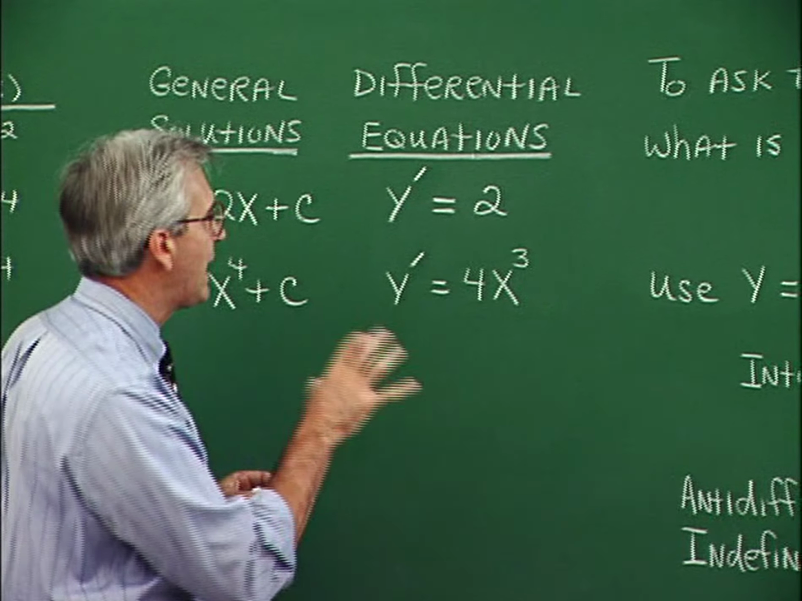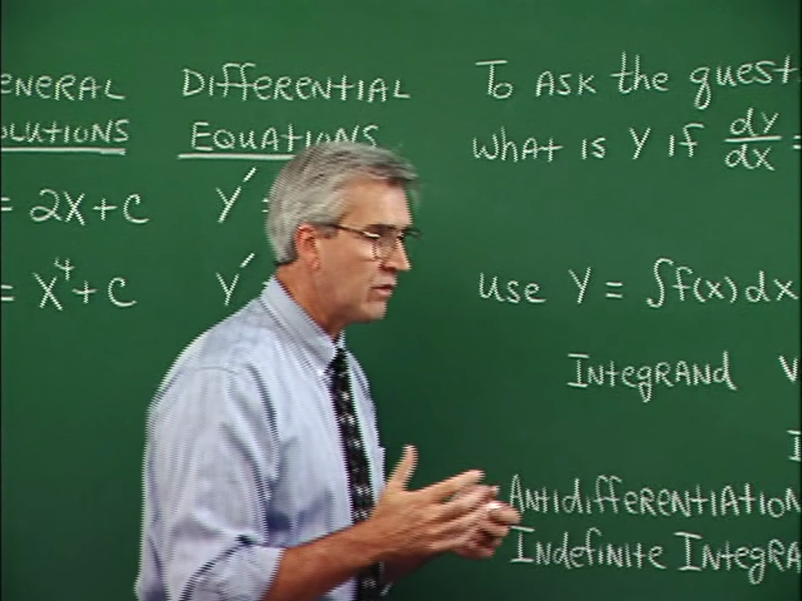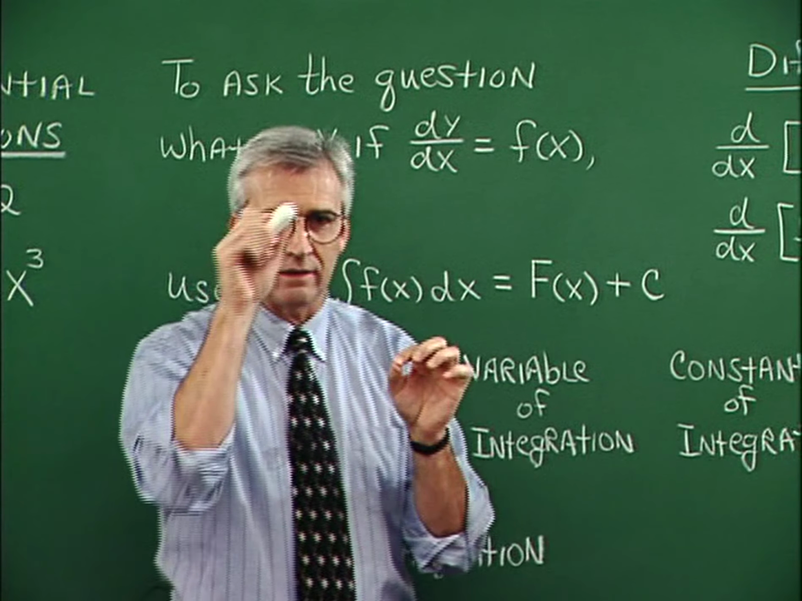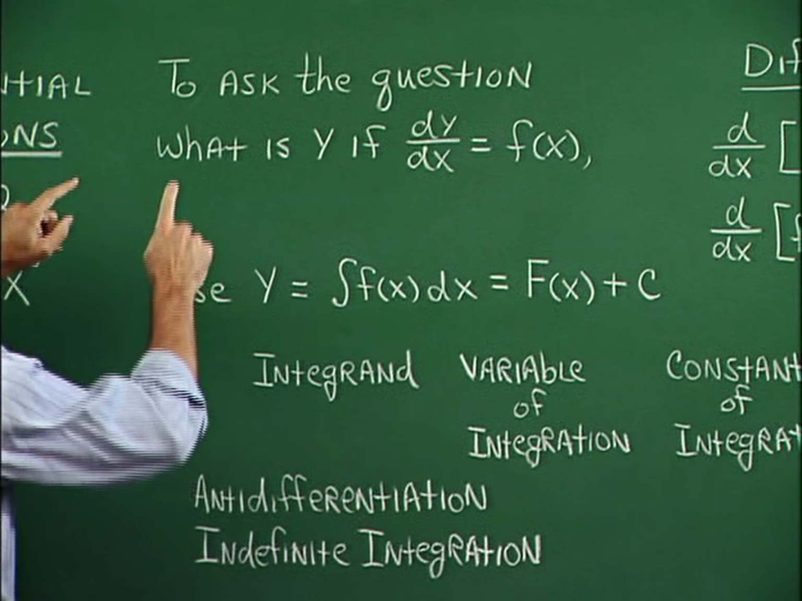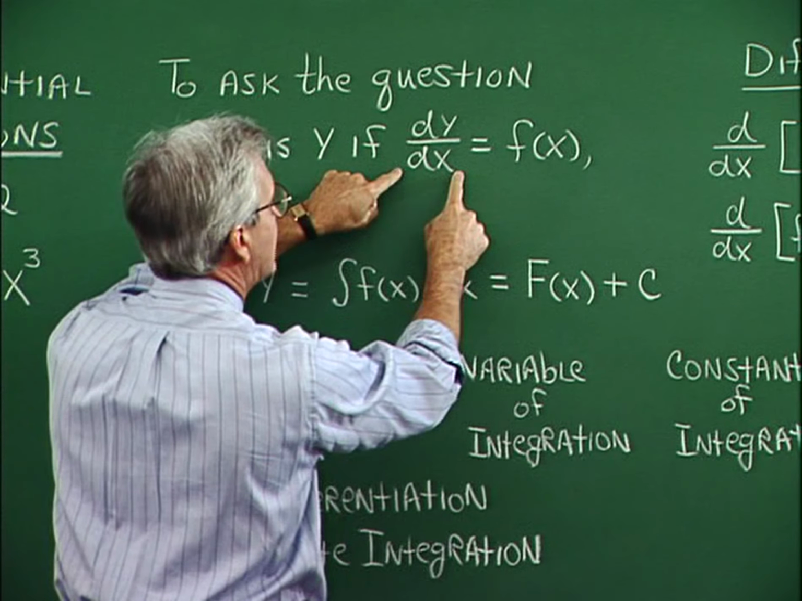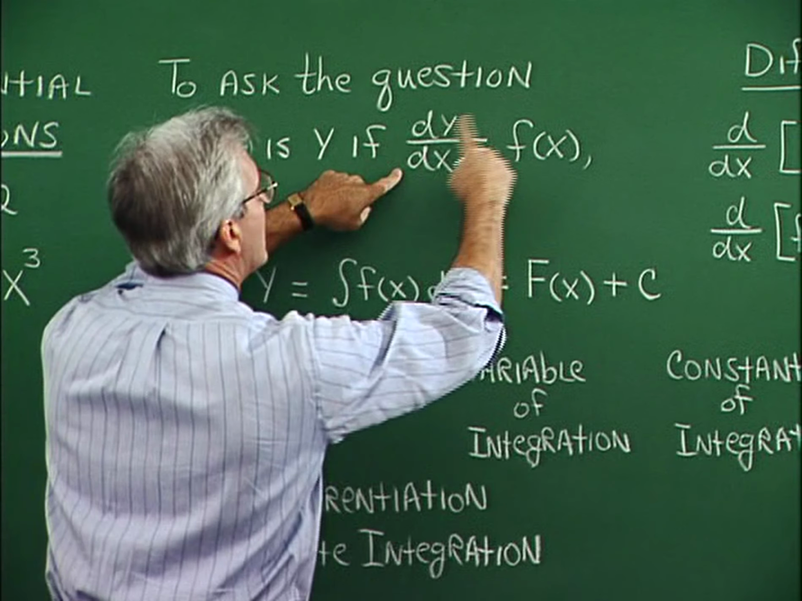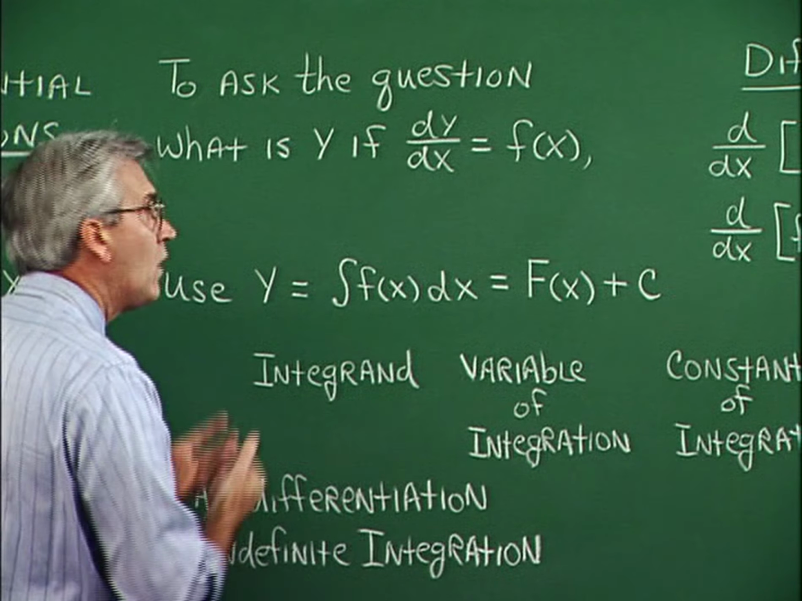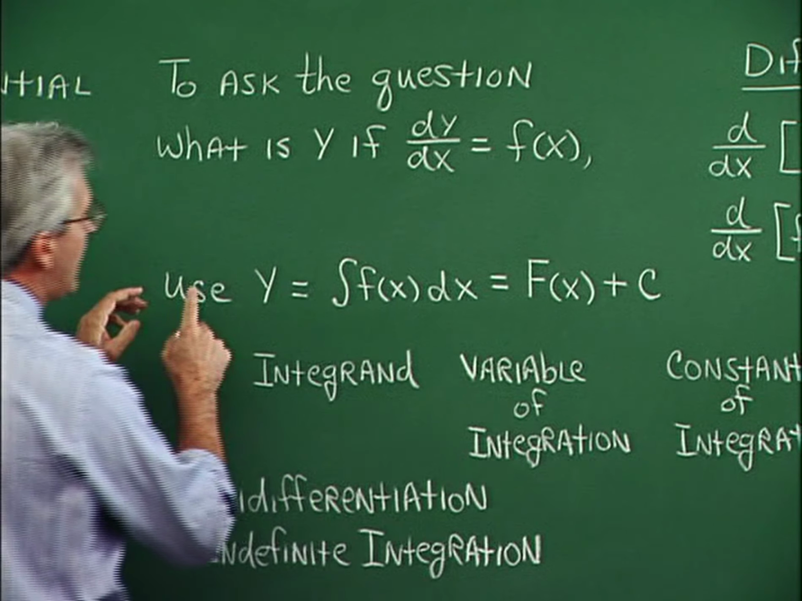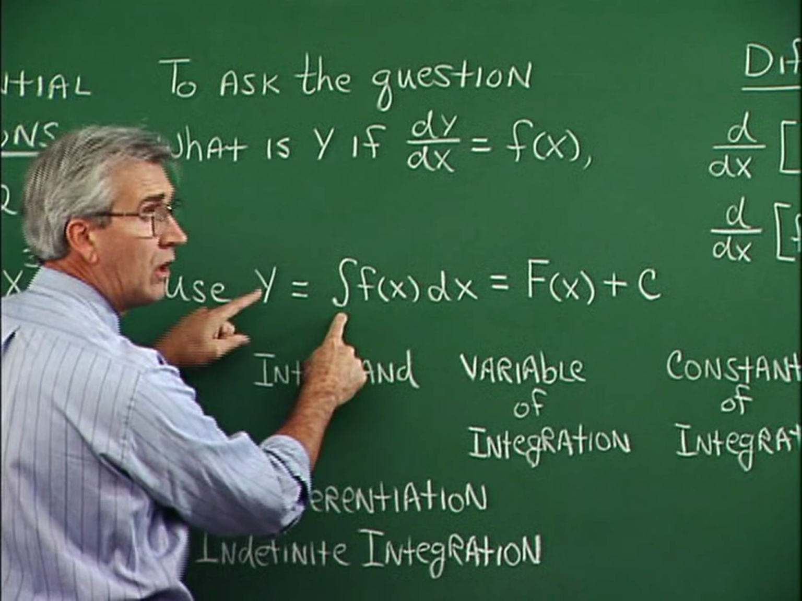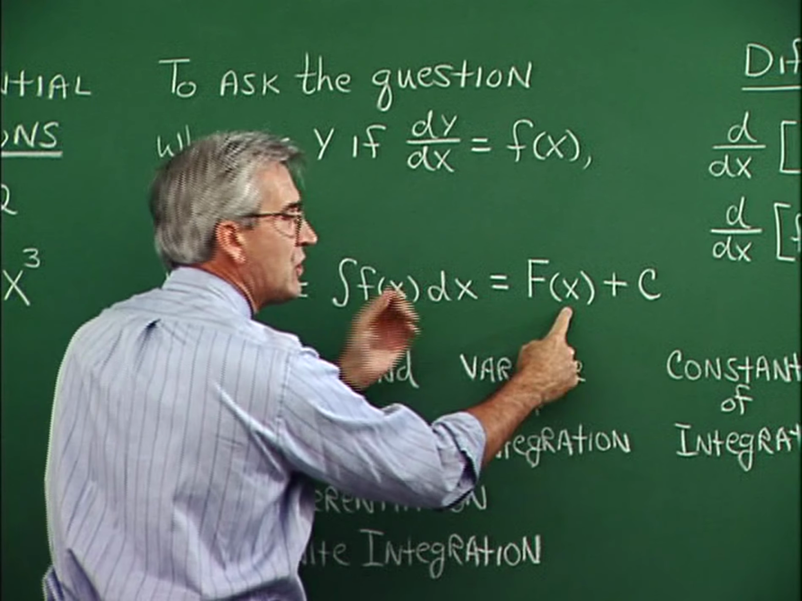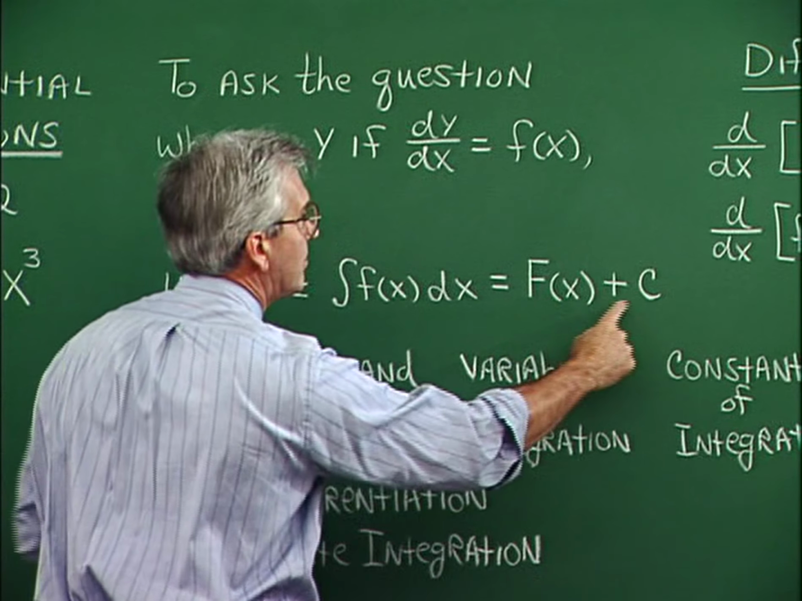Now, to make the request for antiderivative, we are going to use a certain symbol. And that symbol kind of looks like a tall S. But to ask the question, what is y if the derivative of y with respect to x is f of x? If this is the function that we're starting with, then what is the antiderivative function? The request is made like this. It's made as y is the integral of f of x dx, and it is that function big F that we talked about earlier, plus c.